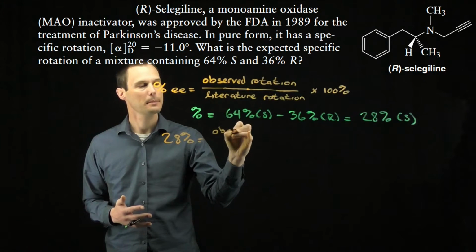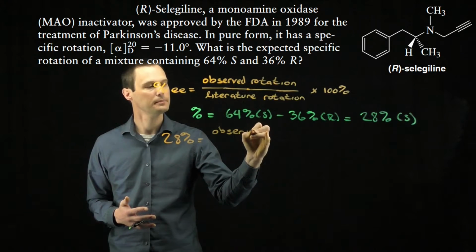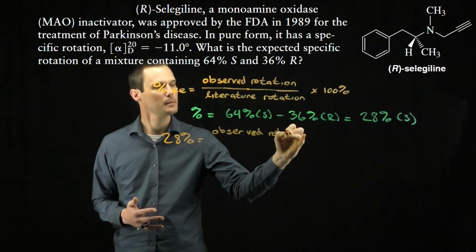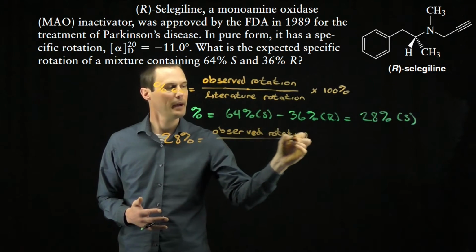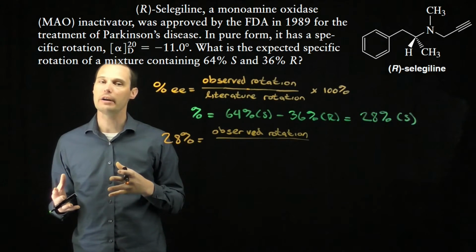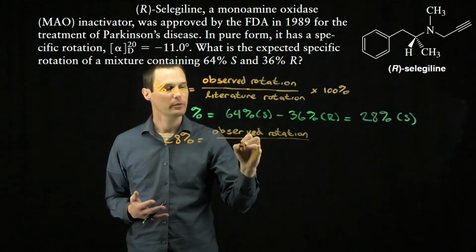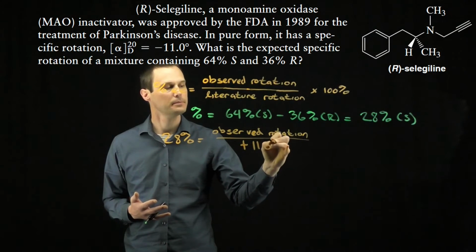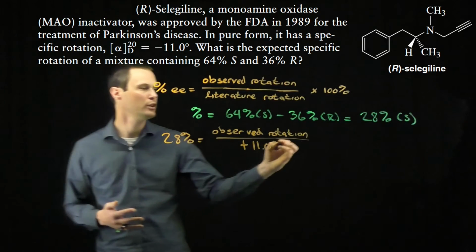To calculate this percent EE then, our 28% enantiomeric excess is going to be equal to the observed rotation. That's what we're trying to calculate here. Divided by the literature rotation. The literature rotation is negative 11 degrees for the R enantiomer. For the S enantiomer, in which this one is enriched, the observed rotation is going to be positive 11 degrees, times 100%.